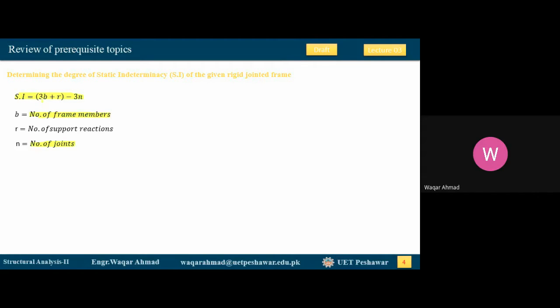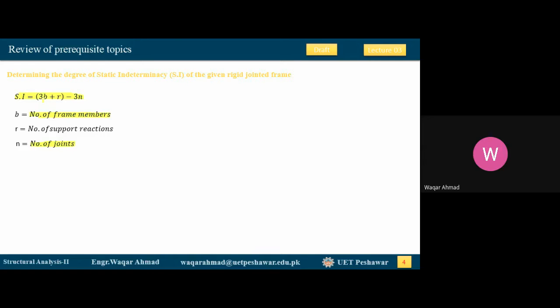So how do we know the number of unknowns? What are the unknowns? As we know, the main aim of this analysis is to find the shear, the axial forces, and the bending moments at any section of the member. So for each member we take 3 unknowns: axial, shear, and bending moment.